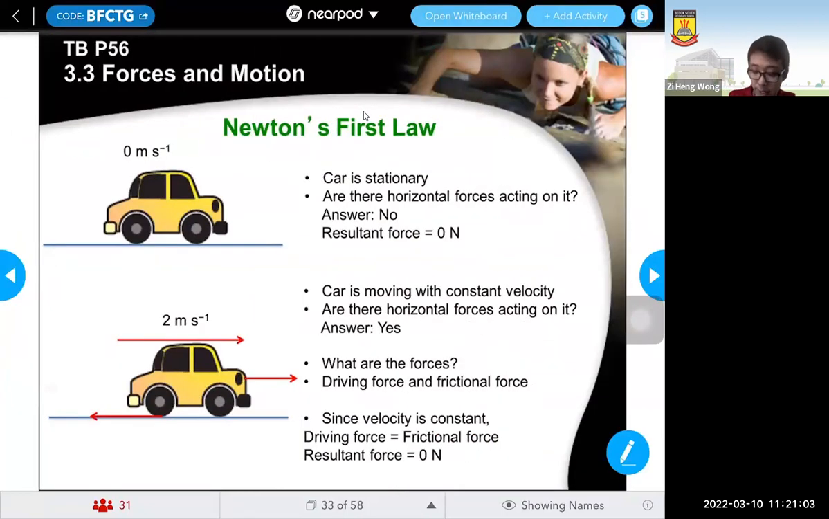Some examples. Let's say a car is stationary. Are there any forces acting on it? No, the resultant force is 0, so it remains stationary. A car is moving with constant velocity. Are there any horizontal forces on it? Yes. So how does it continue to move at constant velocity? There's a forward driving force and a frictional force. How can it travel at constant velocity, meaning there's no acceleration? This means that the driving force, which is the forward force, must be equal and opposite to the frictional force. Because they are equal, they will cancel each other, and the resultant force on the car will be 0. This means that the object will travel at constant velocity.